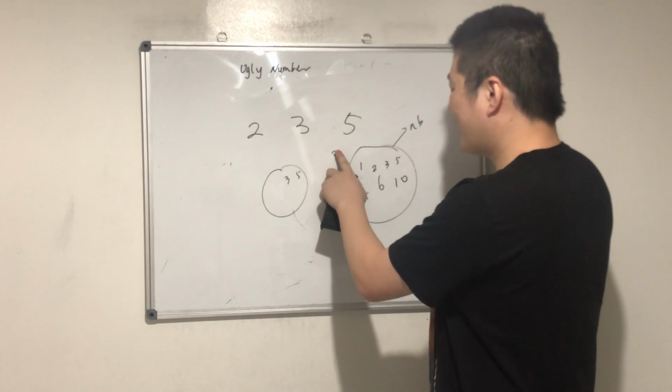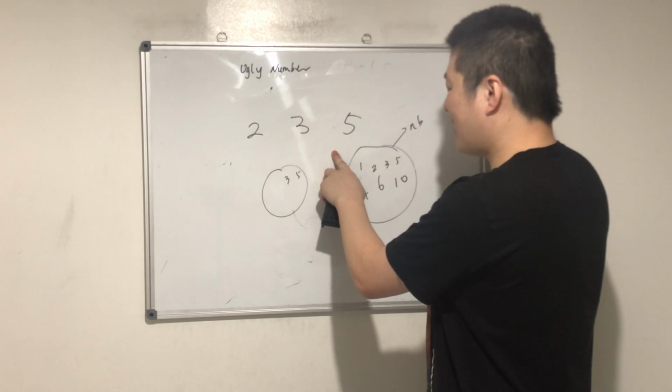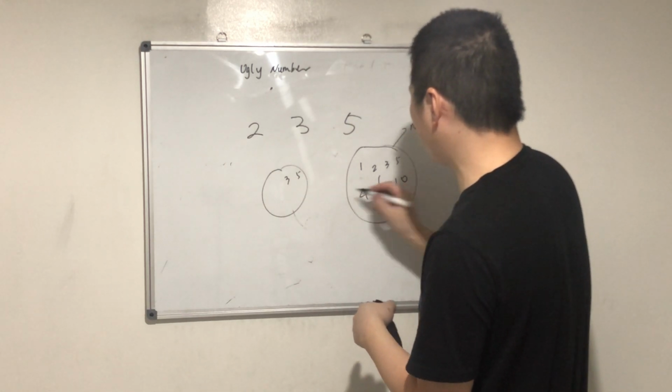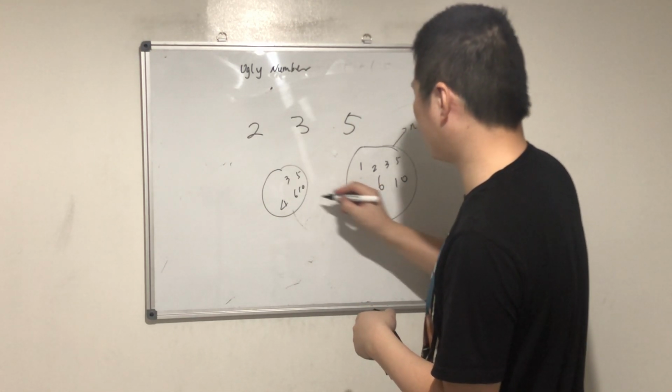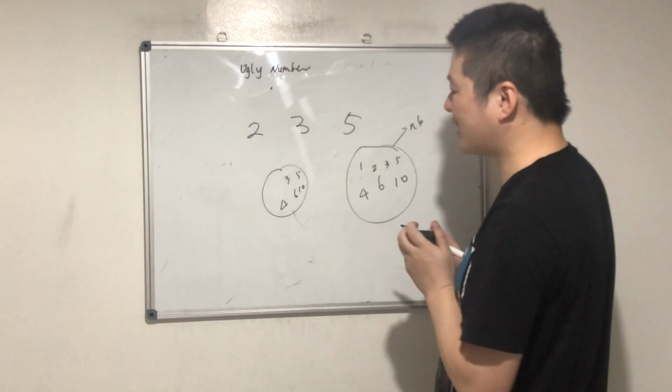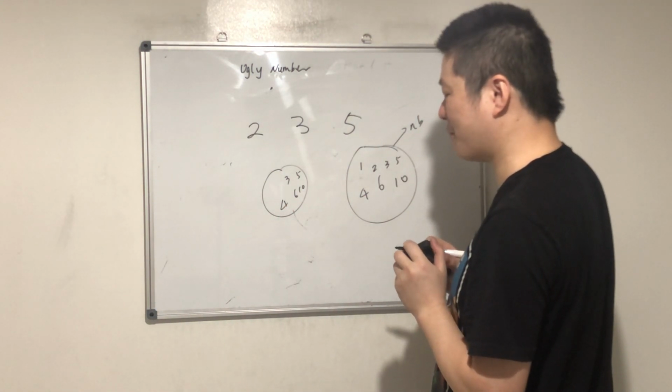And now 4, 6, 10. I need to put it here as well. 4, 6, 10. This is remembering. This is put it back. Multiply. Okay, so what's the smallest ugly number now?